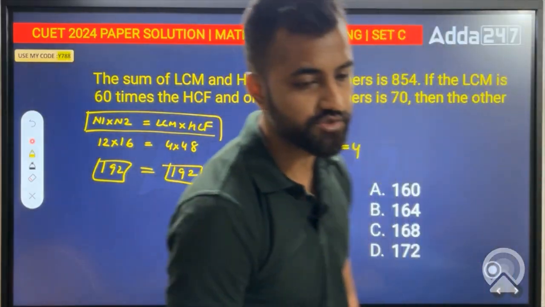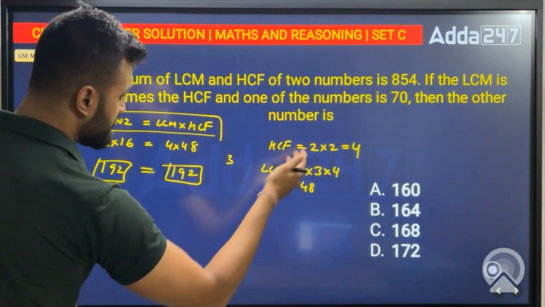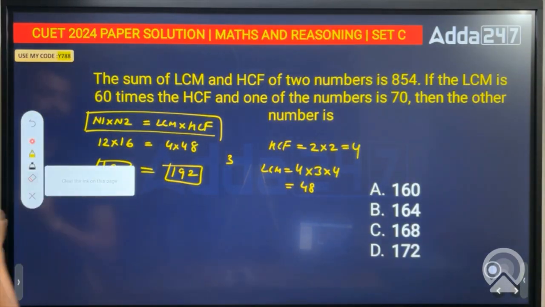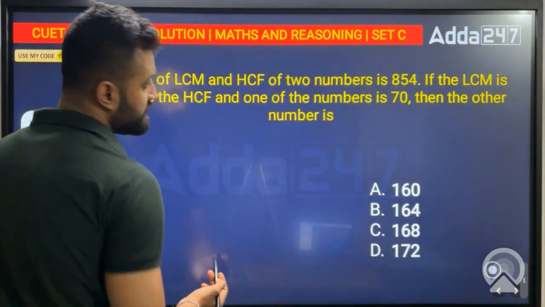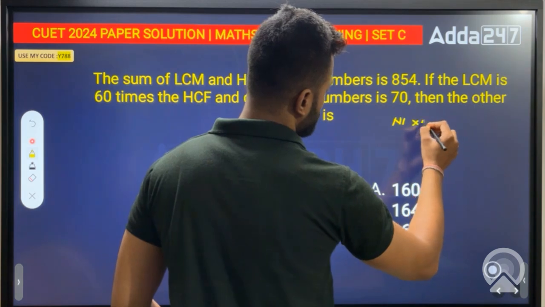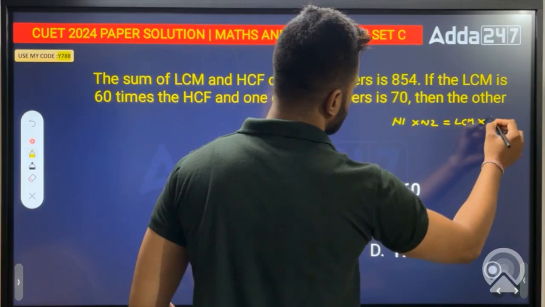Okay, now let me show you. Just remember this part. Only to show this part, I have taught you so many things. HCF, LCM, everything I have taught just to make you understand this part. So we know that the product of two numbers, n1 into n2, will always be equal to LCM into HCF.